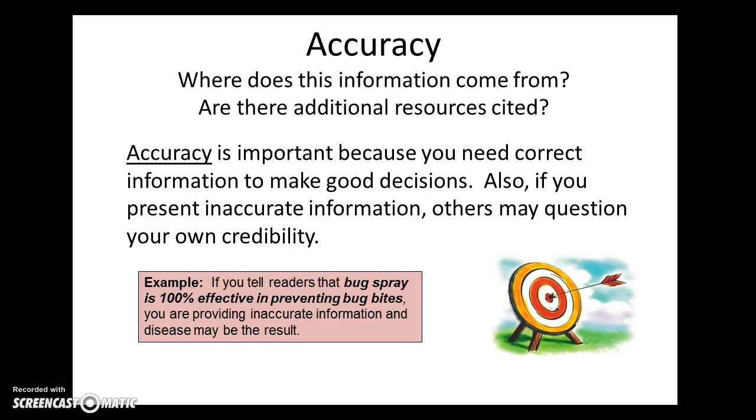Accuracy. Where does this information come from? Are there additional resources cited? Accuracy is important because you need correct information to make good decisions. Also, if you present inaccurate information, others may question your own credibility. For example, if you tell readers that bug spray is 100% effective in preventing bug bites, you are providing inaccurate information and disease may be the result.